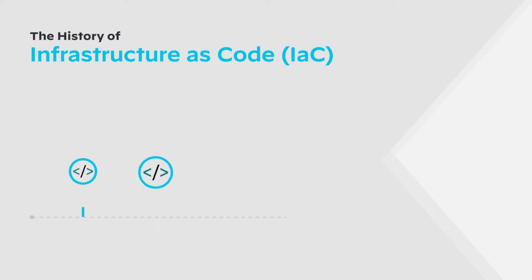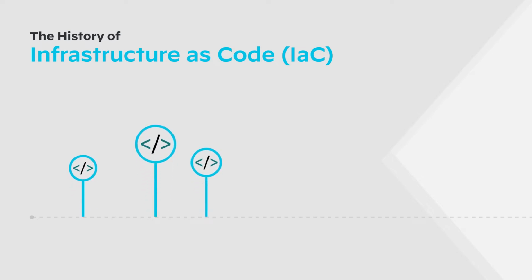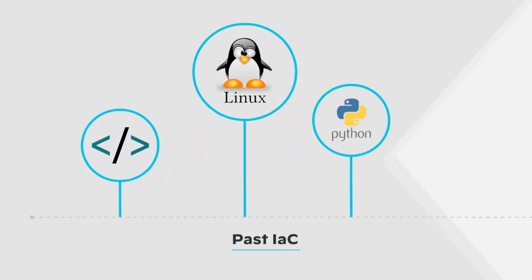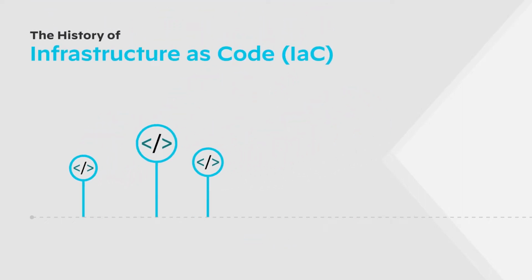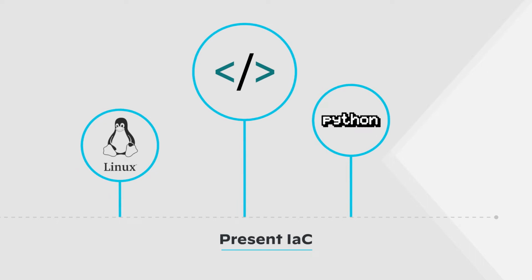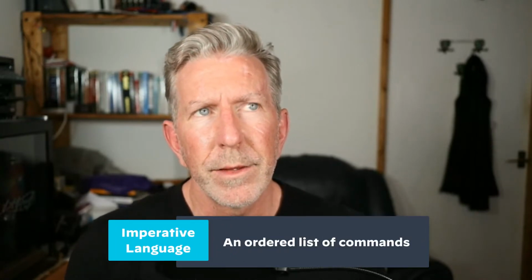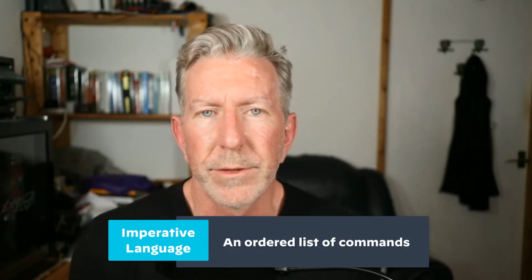These early IaC languages, such as the Linux operating system shell script and later the first generation of Python programming, were designed primarily for the provisioning of remote systems or virtual machines based on a client-server model, and are still very much used today. Some even have the ability to maintain what was being provisioned so that once it was created, it would stay created. These are considered to be imperative languages, which means they are essentially an ordered logical list of commands.